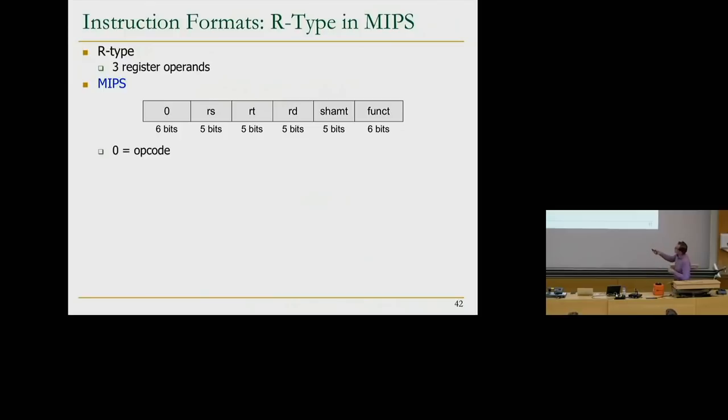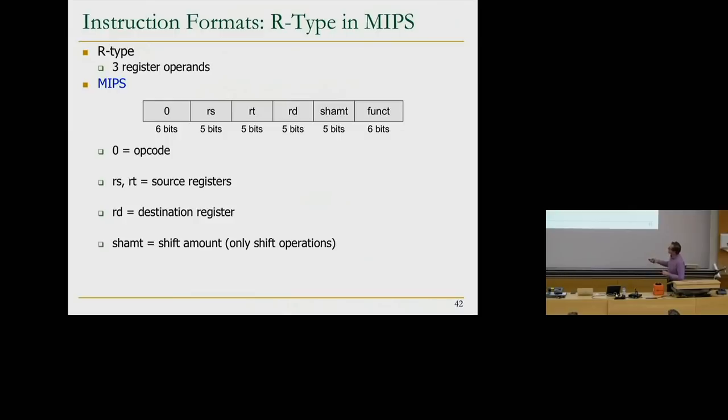0 is the opcode, which basically tells you that you should really look over here, which is one way of encoding. RS and RT are source registers, and RD is destination. There's this thing called shamt over here. That's the shift amount, and it makes sense only for shift operations. We're not going to cover shift operations right now. You can cover them on your own.